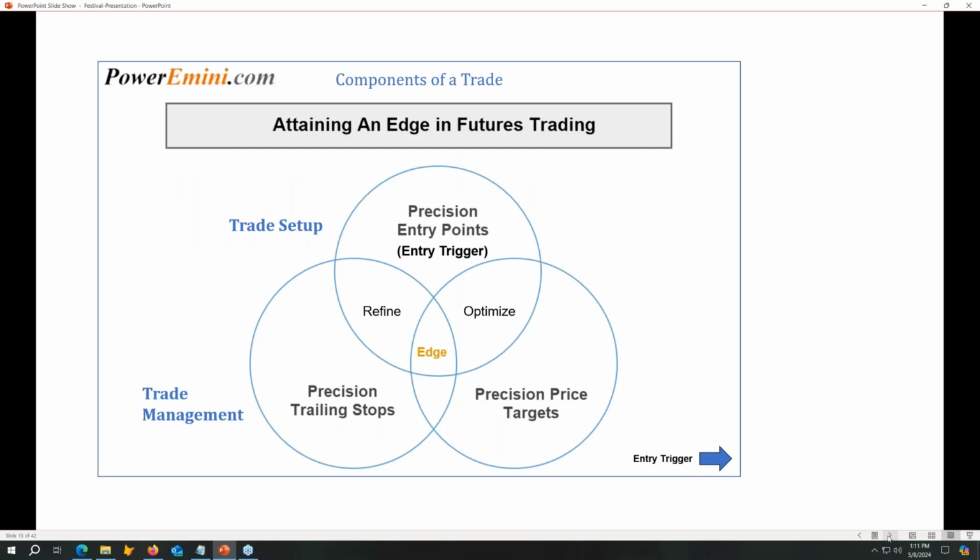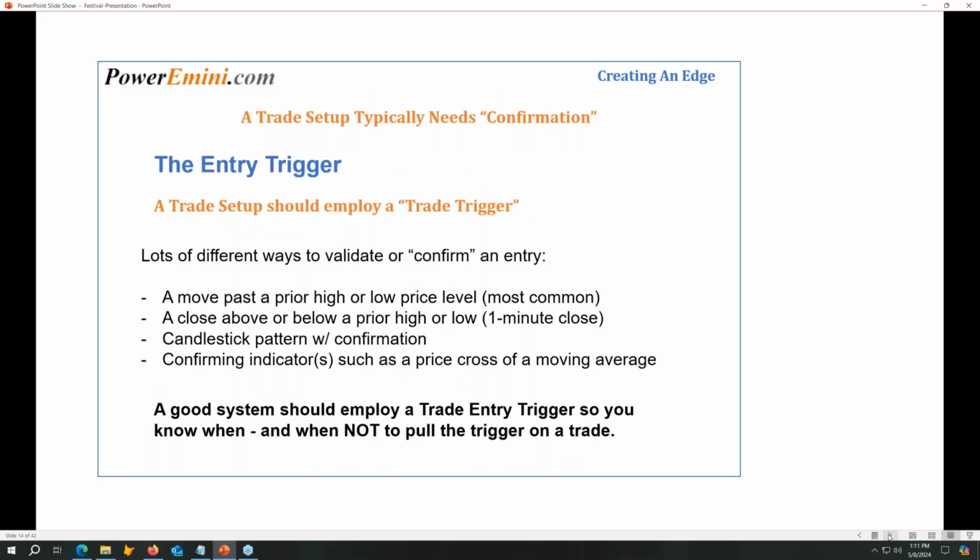Real quick, to get an edge in our futures trading beyond the trade setup, we want to focus on our entry points, our entry trigger. We want to focus on refining our trailing stops, and we want to focus on targets too. Once we have a really good setup, these are little things that we can use to refine the process and increase our odds that we're going to have a higher win rate. Right, so let's talk about the entry trigger for a minute.